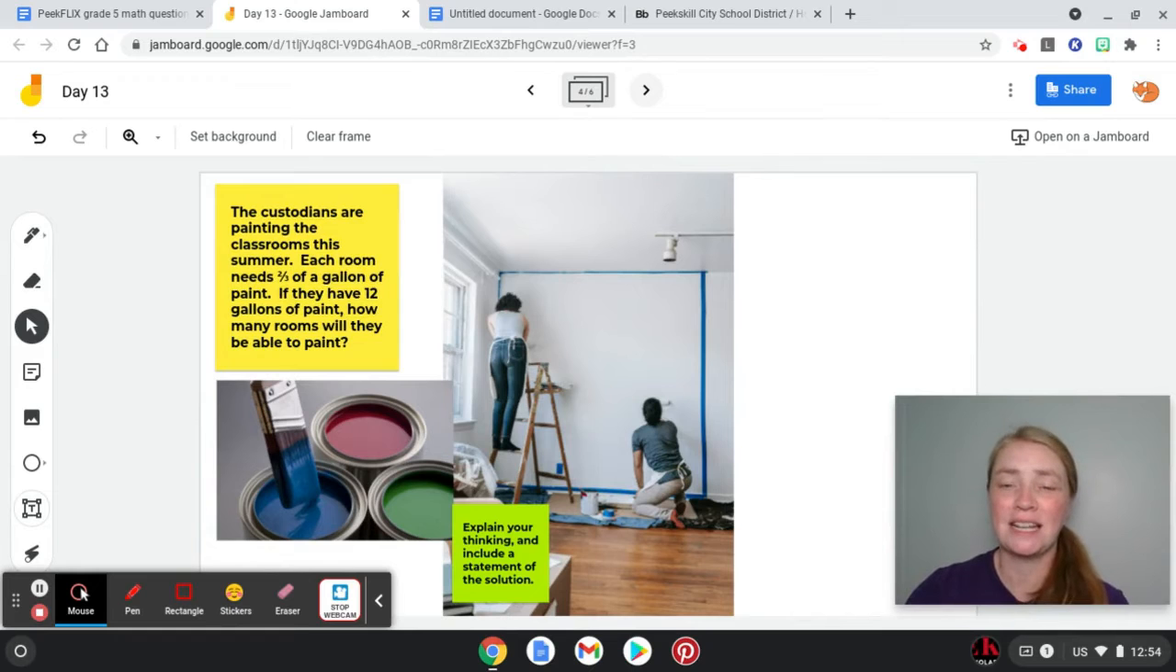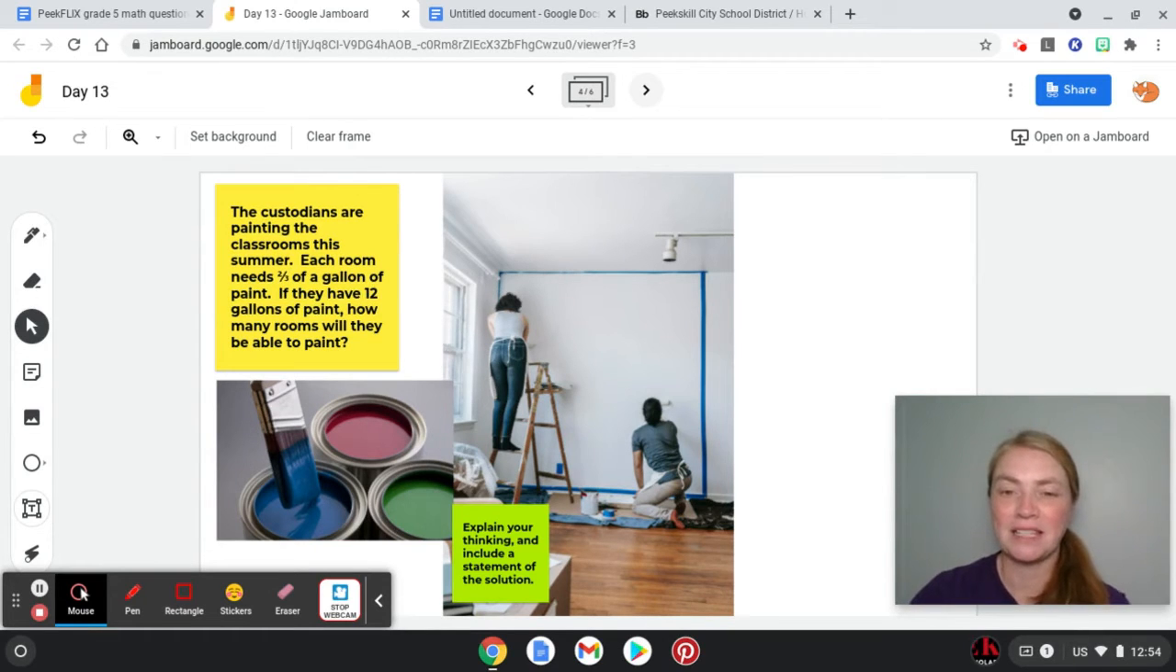Now let's get to today's work that we're going to do together. Right now in the school, custodians are very busy getting the school ready for the fall. So here's a question for them. The custodians are painting the classrooms this summer. Each room needs 2/3 of a gallon of paint. If there are 12 gallons of paint, how many rooms will they be able to paint?